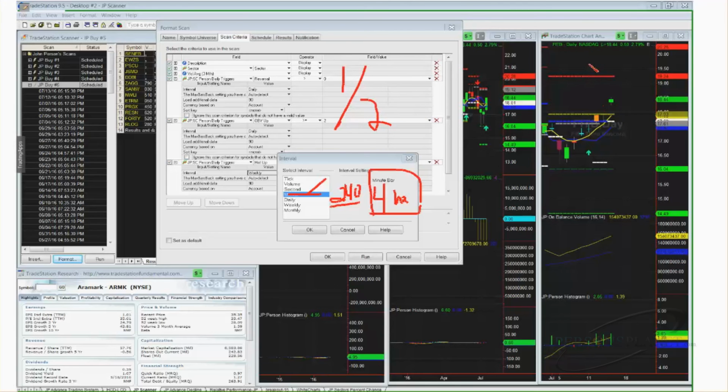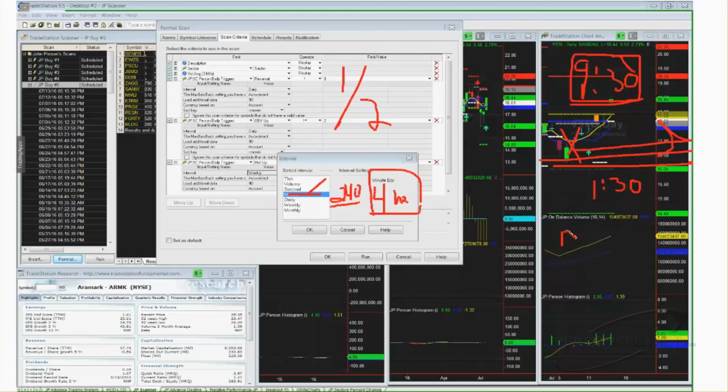Considering the fact you could start that from 9:30 Eastern, anything generated from 9:30 Eastern on a 4-hour scan is going to give you a result every 4 hours starting at the market open at 9:30. So that would be running a scan at approximately what? Right after 1:30.